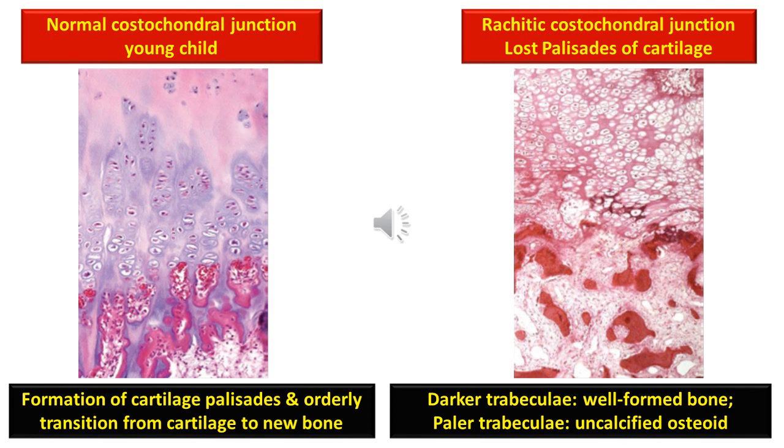So there in the normal costochondral junction, there is formation of cartilage palisades and orderly transition of the cartilage to the new bone, as we have seen earlier. What happens in rickets? There is inadequate provisional calcification, failure of the chondrocytes' maturation and apoptosis, which results in overgrowth of the epiphyseal cartilage. These overgrown masses then project into the marrow.